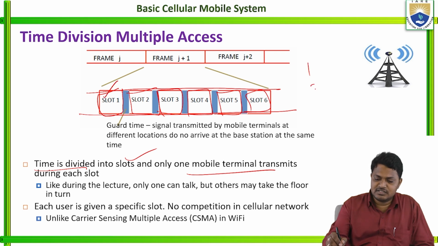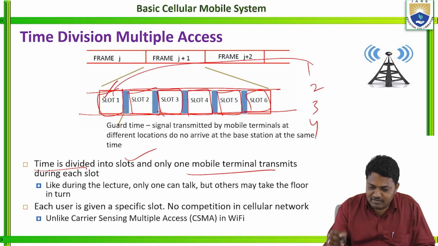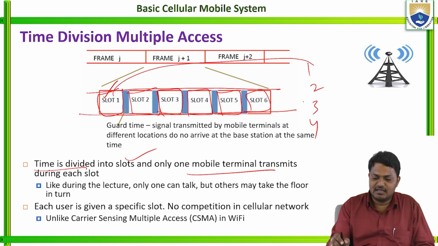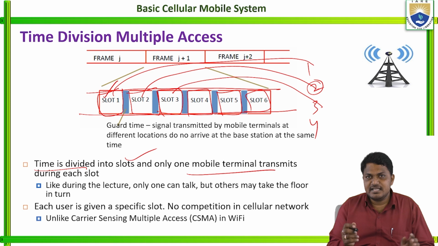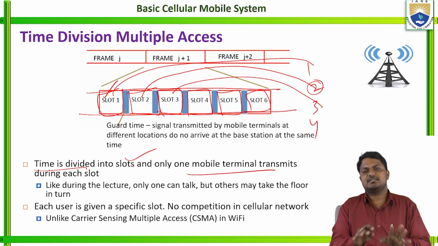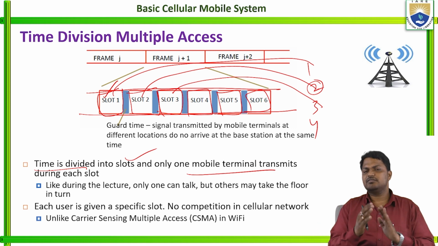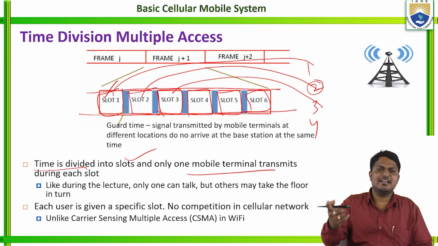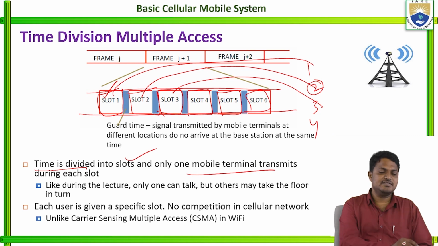For example, here 1, 2, 3, 4 mobile units are there. In slot 1, only mobile 1 can transmit the signal. In slot 2, only mobile 2 can transmit. In slot 3, only mobile 3 is transmitting. So the complete time is divided into slots, and each slot is allocated to one mobile unit. In that slot, only that mobile can transmit and receive the signal. That is time division.